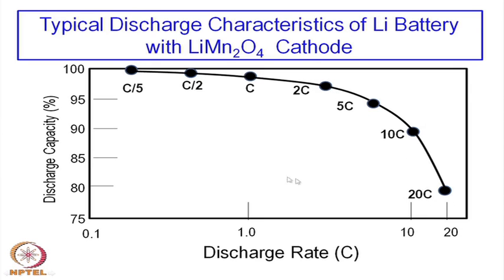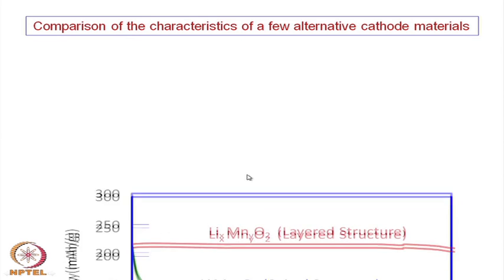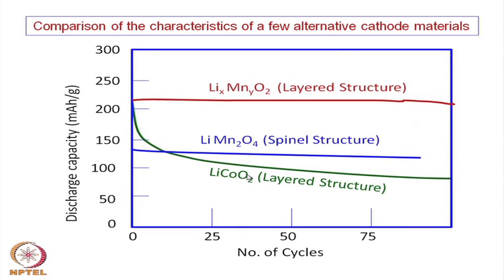Okay. So, these are the typical characteristics of the particular cathode material which has been used, of course, in conjunction with the graphite anode. Now, here is a comparison of few different cathodes. Reference is, of course, the LiCoO2, and these are number of cycles.